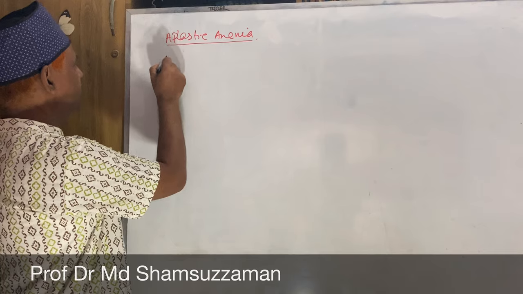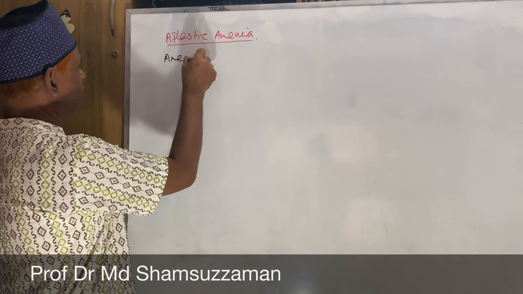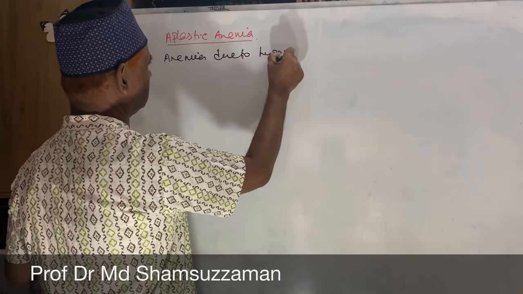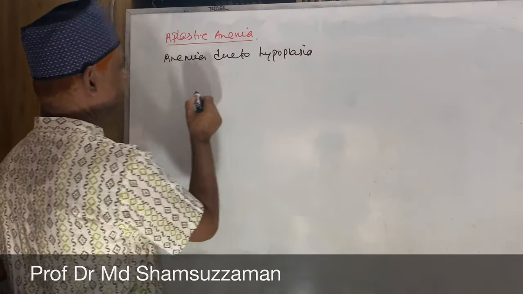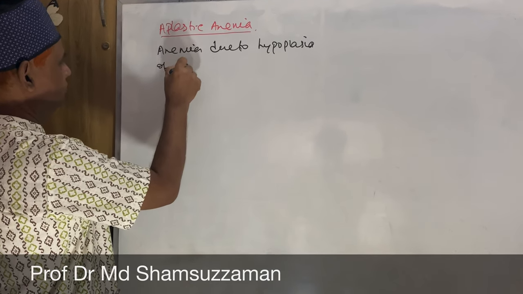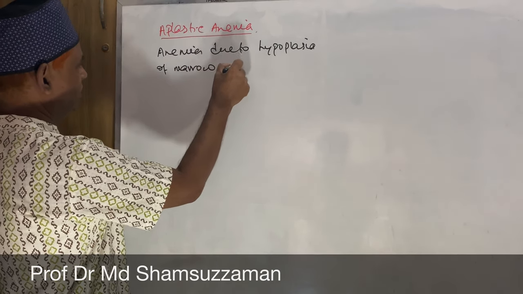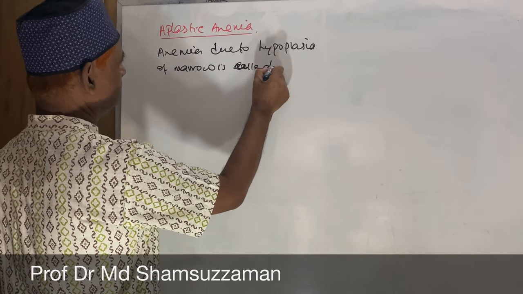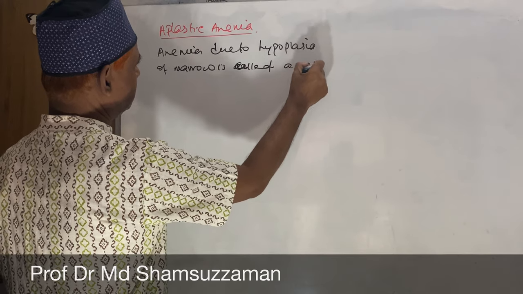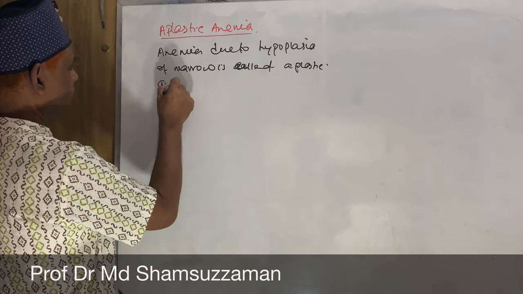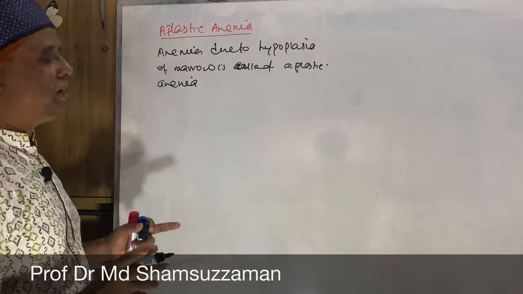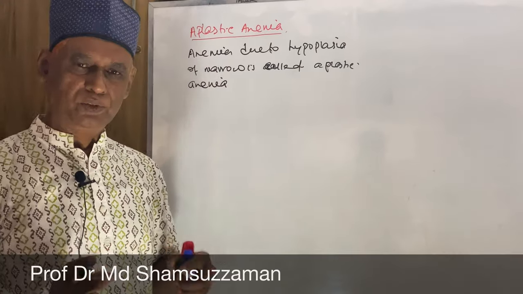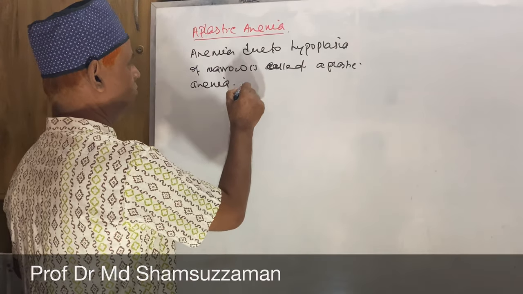Definition: anemia due to hypoplasia of marrow is called aplastic anemia. So anemia due to hypoplasia of bone marrow is called aplastic anemia. It is also called hypoplastic anemia.